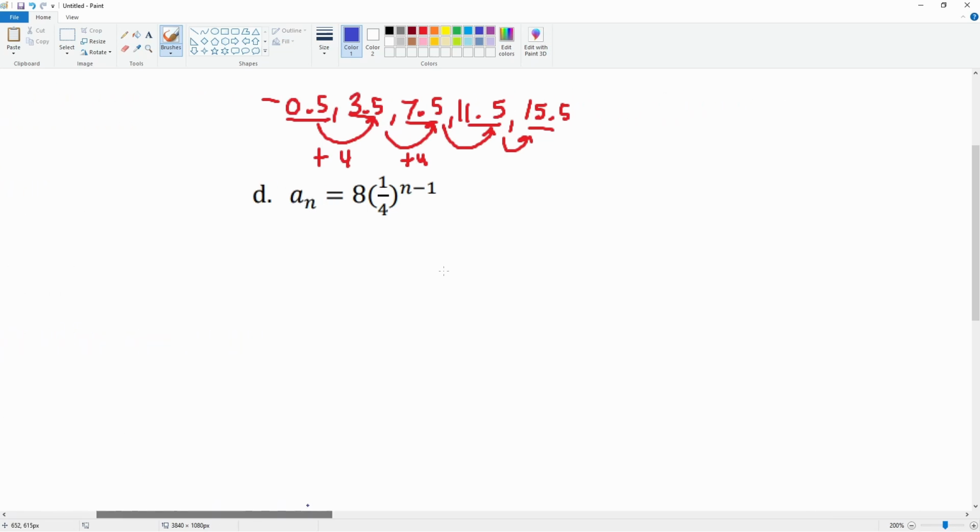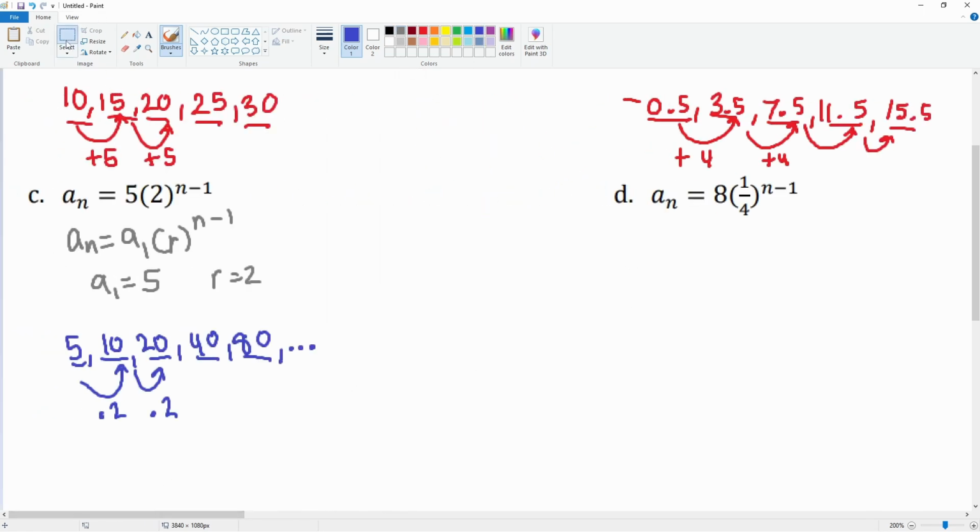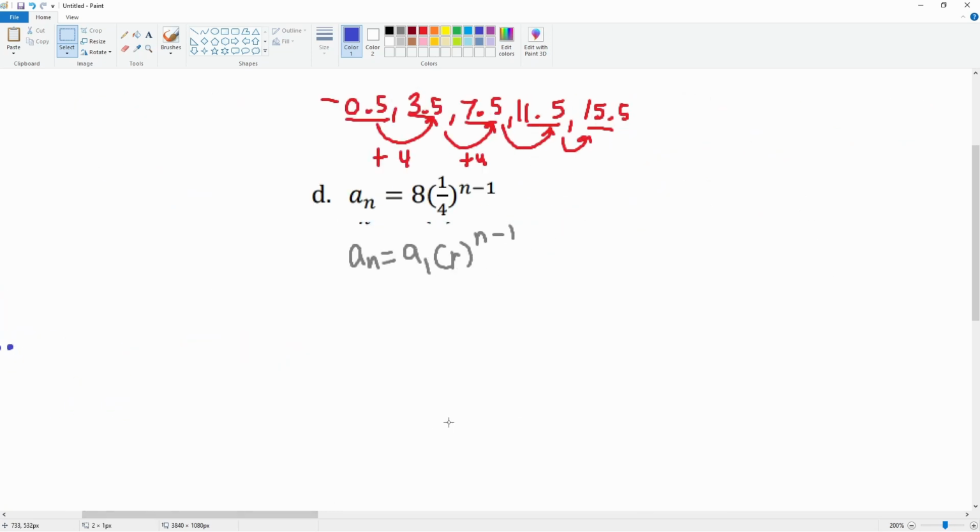All right, let's look at the next one. Okay, this one looks exactly like question C. It does look geometric, so let's grab this right under it. All right. So now we can see that a1 is equal to 8, and then the common ratio is equal to 1/4. All right. Here, a1 is 8, and the common ratio is 1/4.